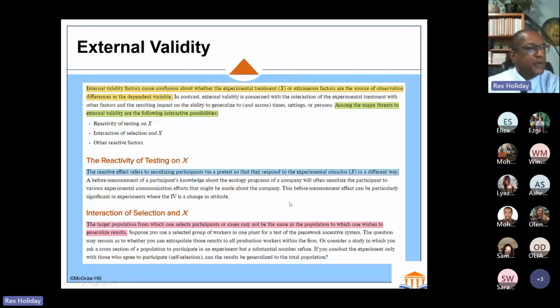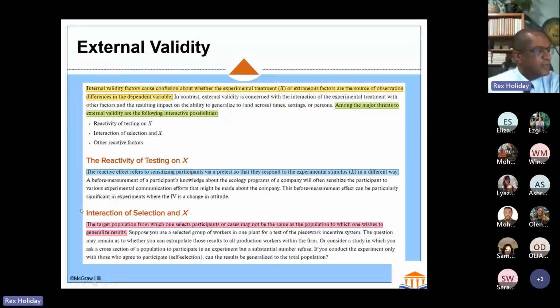And then this before measurement can be particularly significant in experiments where the focus is a change in attitude. So the IV is an independent variable. My brain wanted to see it as a Roman numeral, but IV is an independent variable. You'll see DV and EV, and sometimes you'll see CV for covariate.